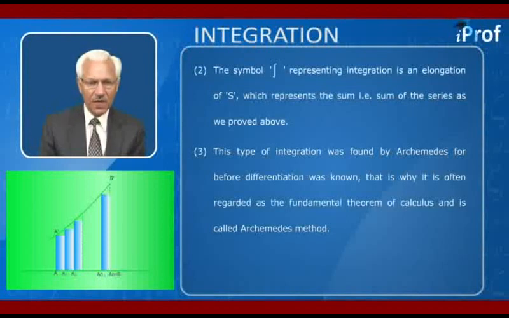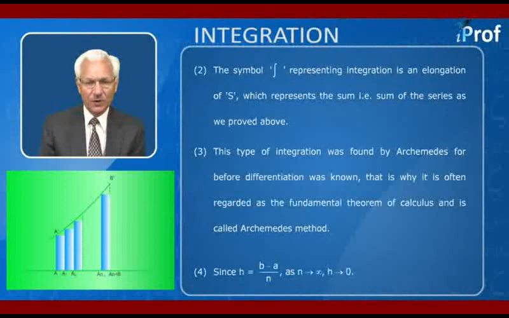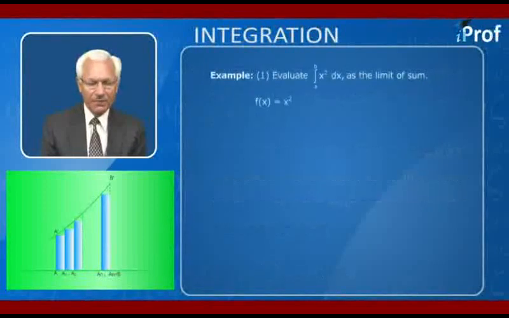Fourth, since h is equal to (b minus a) upon n, as n tends to infinity, h tends to 0. We take an example. Evaluate the integral from a to b of x square dx as the limit of a sum. f(x) is equal to x square.